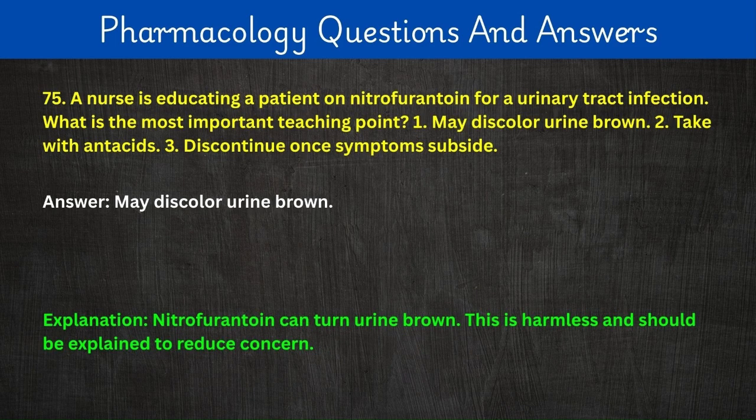75. A nurse is educating a patient on nitrofurantoin for urinary tract infection. What is the most important teaching point? 1. May discolor urine brown. 2. Take with antacids. 3. Discontinue once symptoms subside. Answer: may discolor urine brown. Explanation: nitrofurantoin can turn urine brown. This is harmless and should be explained to reduce concern.